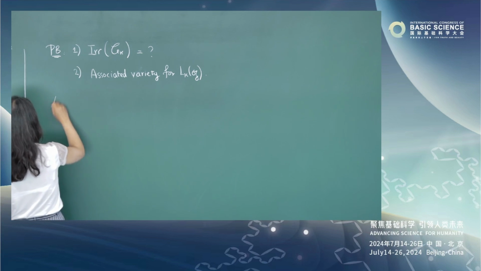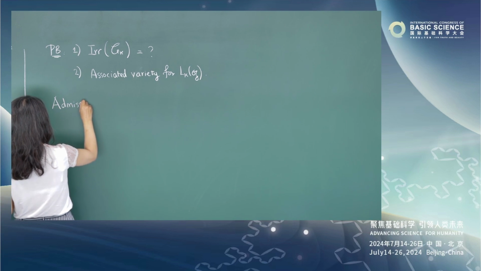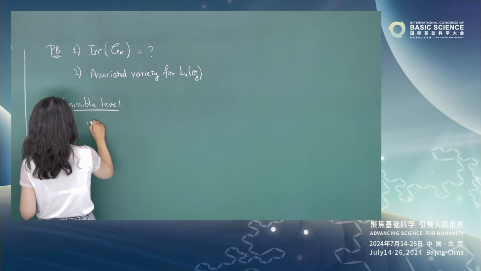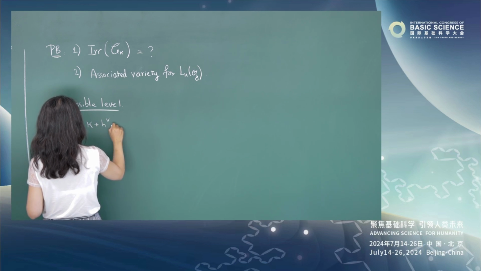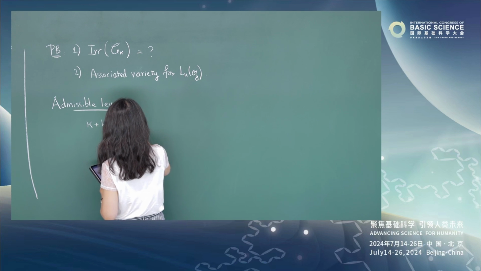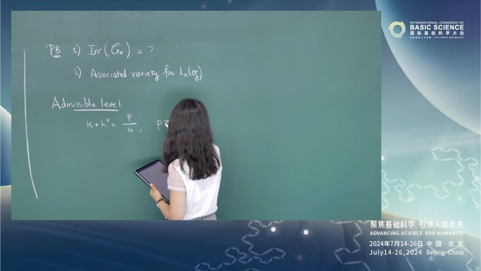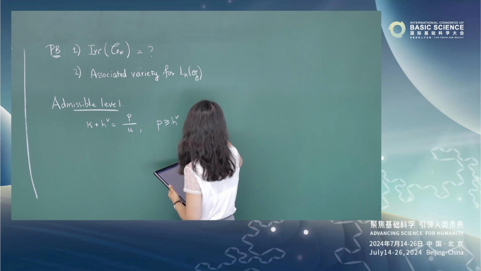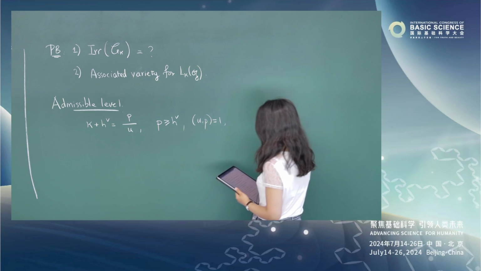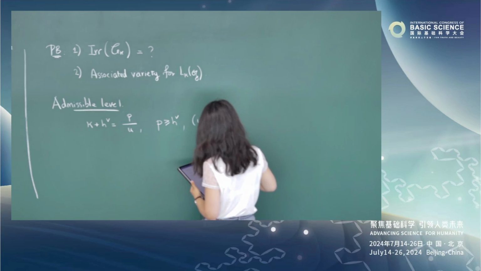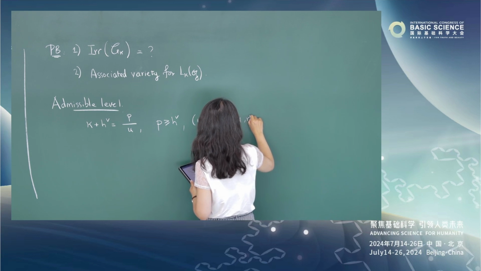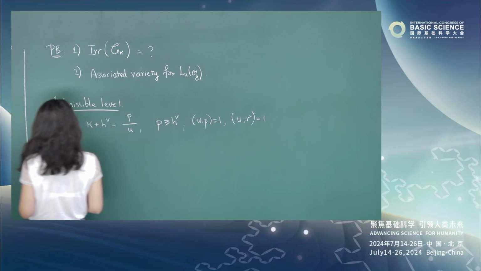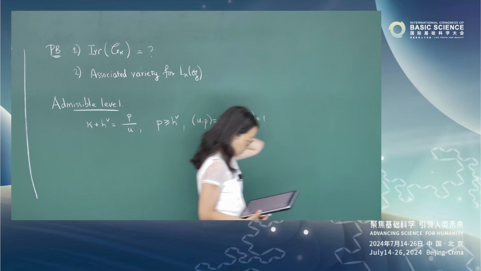What we call admissible level is when kappa has the following form: kappa plus the dual Coxeter number is a rational number of the form p over u, where p is a positive integer bigger or equal to the dual Coxeter number, and u and p are coprime. And u should also be coprime to the dual lacing number.